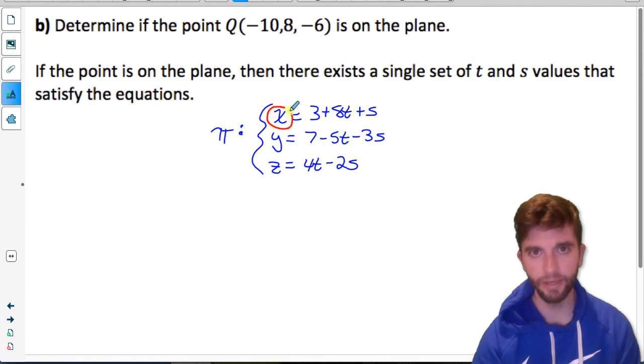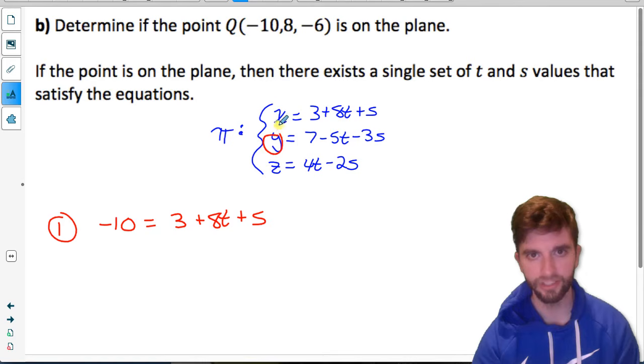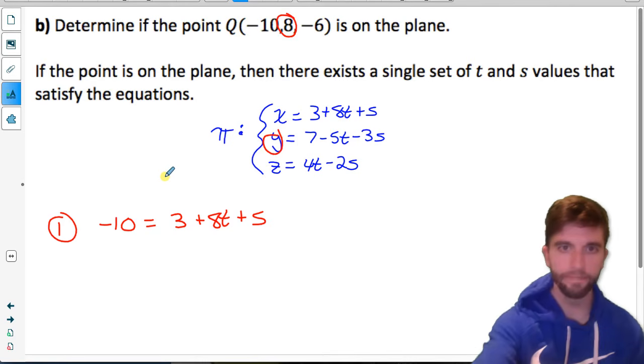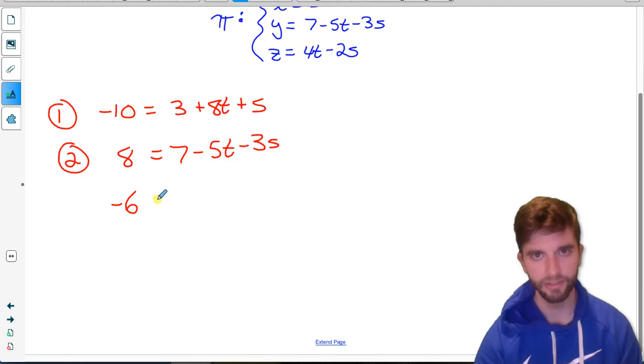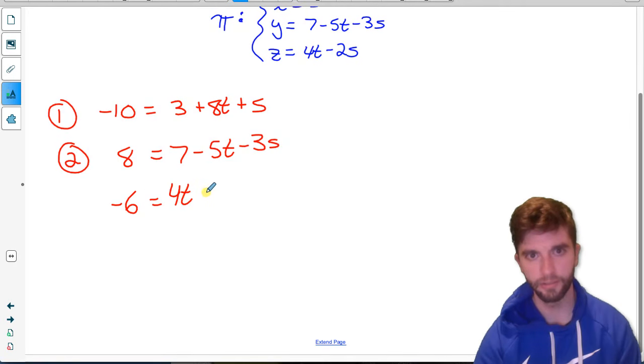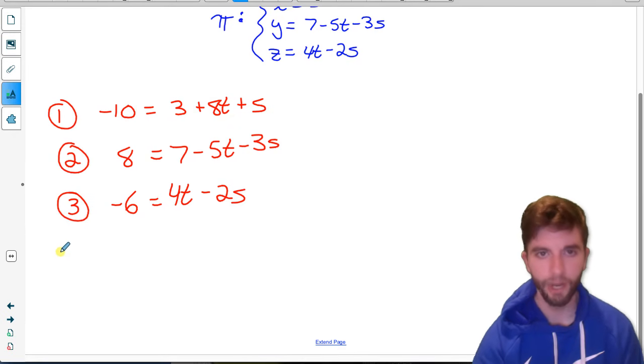To make equation 1, I'll set x equal to the x coordinate. My second equation, I'll set y equal to the y coordinate. And for my third equation, I'll set z equal to negative 6. Negative 6 equals 4t minus 2s. That's my third equation. Now I'm looking to try and find a single set of t and s values that make all three of these equations true.